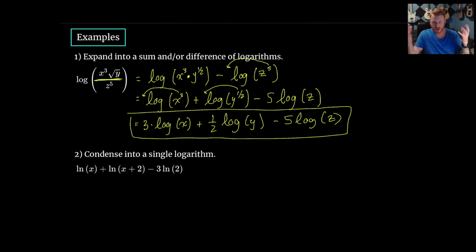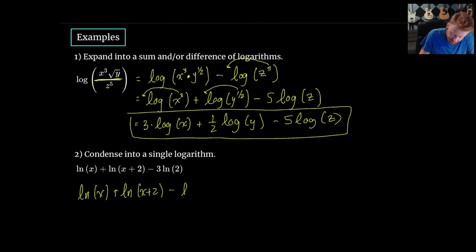So before we try and combine these using those properties, we need to use the power rule. I don't want to say in reverse because the rule works either way, but kind of in the reverse of what we saw before. So we're going to have ln of x plus ln of x plus 2 minus the natural log of 2 cubed. So we've taken this in reverse and we've put it up in the exponent now. So now we can start putting things together.